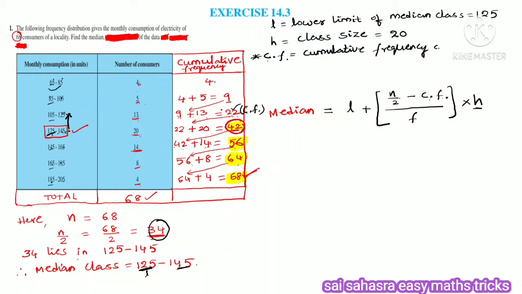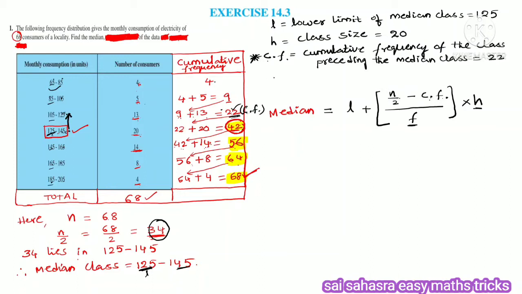So the cumulative frequency of the class preceding the median class equals 22. That we have to write. Be very careful. That's why I kept a star mark here. Your only mistake will be in identifying CF.